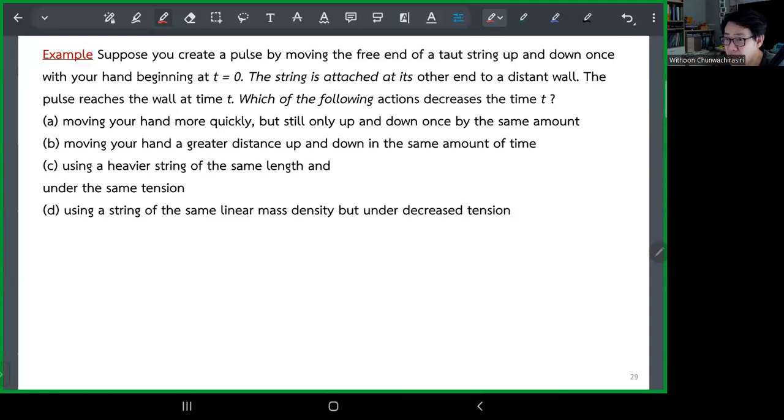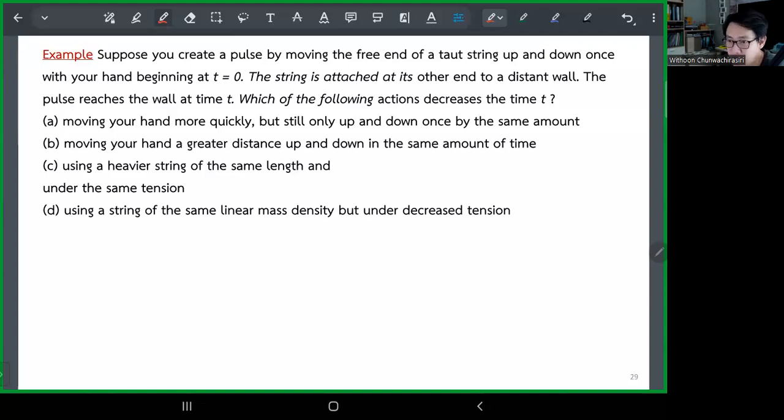What about C? Use a heavier string of the same length and under the same tension. Now things are changing, because you change the mass per length by using a heavier string. So per unit length, you have a higher amount of mass in the string. However, this goes opposite to what you want. A heavier string, it turns out, makes your wave travel more slowly. Does that make sense? So it's going to increase the time it takes to get to the distant wall. So part C is no.